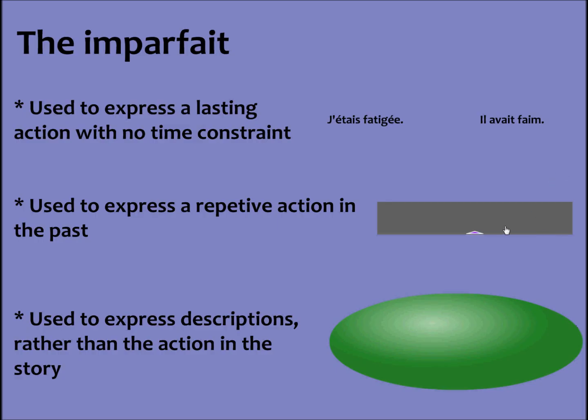It's also used to express a repetitive action in the past. So, j'allais chez mes grands-parents tous les étés. That was a habitual action in the past, but that is no longer true. Later we'll talk about what happens for a repetitive action that is still true today. So this is an action that began and ended in the past, okay? But it was repetitive in nature. And in a story, it's the verb tense that's used for descriptions rather than actions.